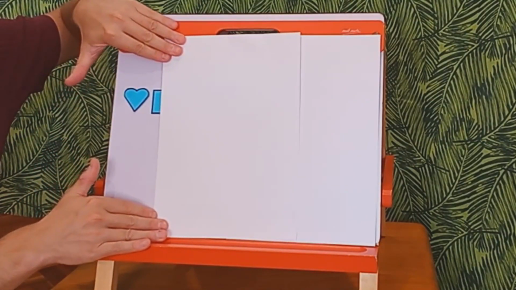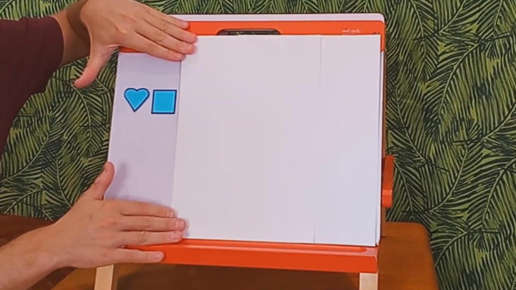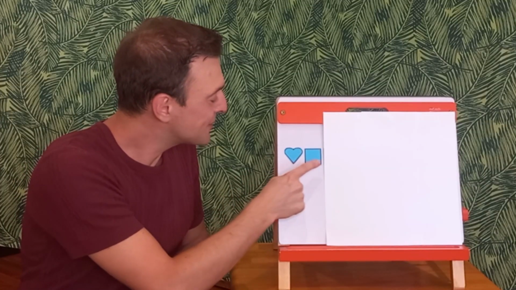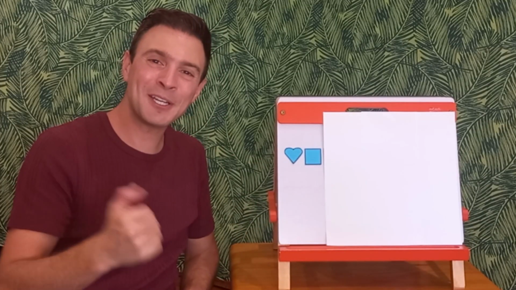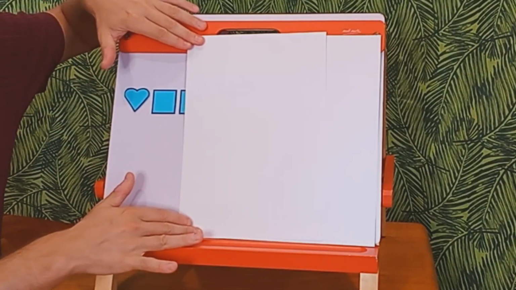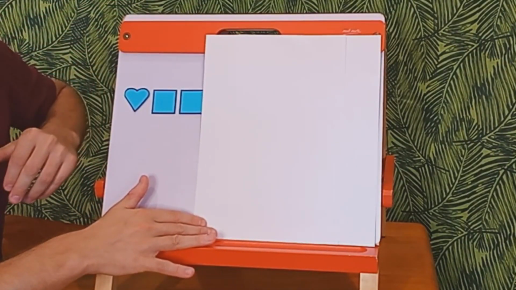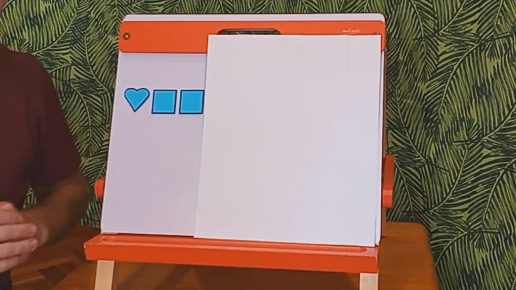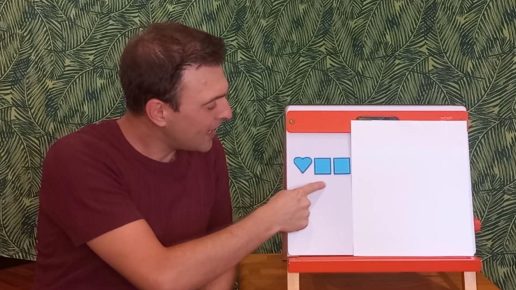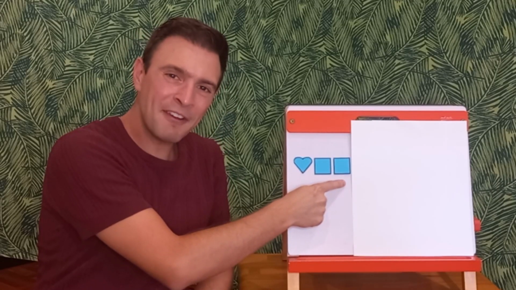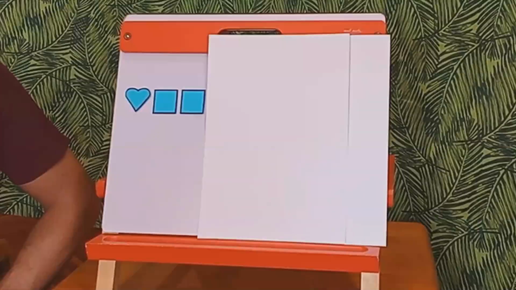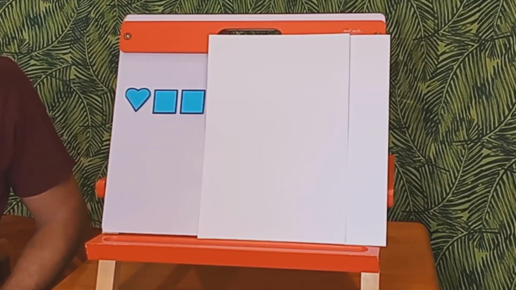Okay, what is this? It's a square. Heart, square. What do you predict will come next? It's another square. Is that what you predicted? So we have heart, square, square. Tell a friend what you think will come next and why. I wonder what you're thinking and why.